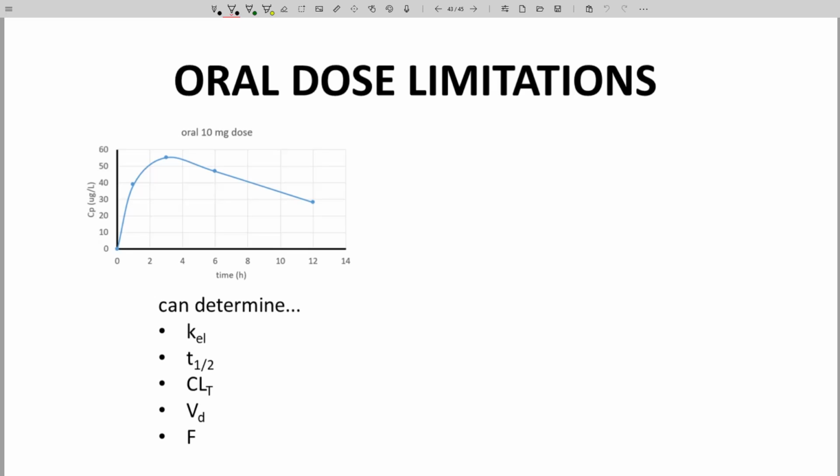This isn't a big problem. With oral CP time data, one can still determine KEL and half-life. How about clearance, volume of distribution, and bioavailability? No, no, and no. Here's the issue.